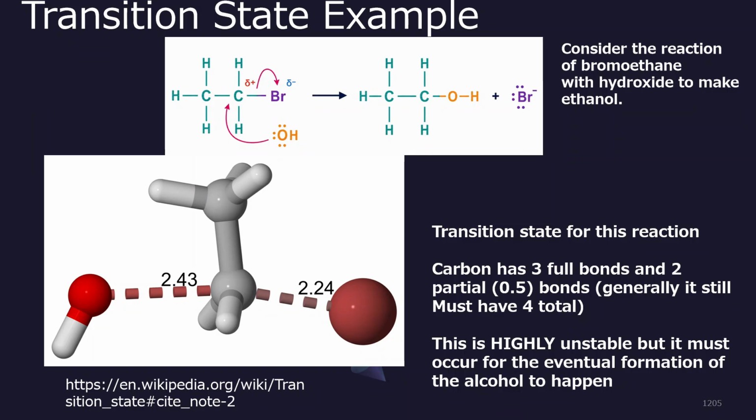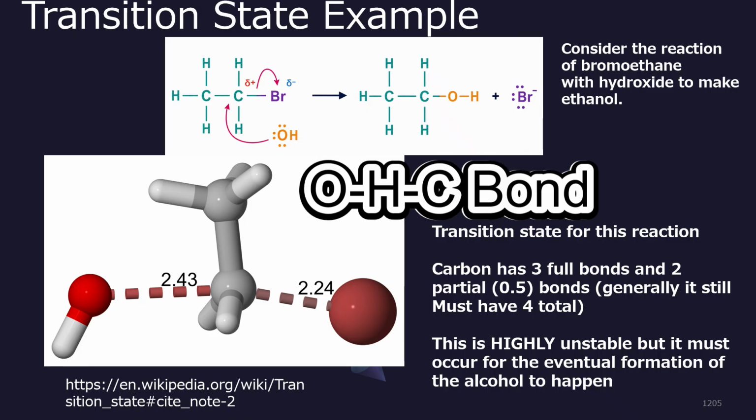So this carbon still cannot form more than 4 bonds, really, right? It's got a bond with carbon above it, it's got 2 bonds with hydrogen below it, and then the 4th bond is split between the Br bond breaking on the right and the OH bond forming on the left, so that's why they're drawn with dotted lines.